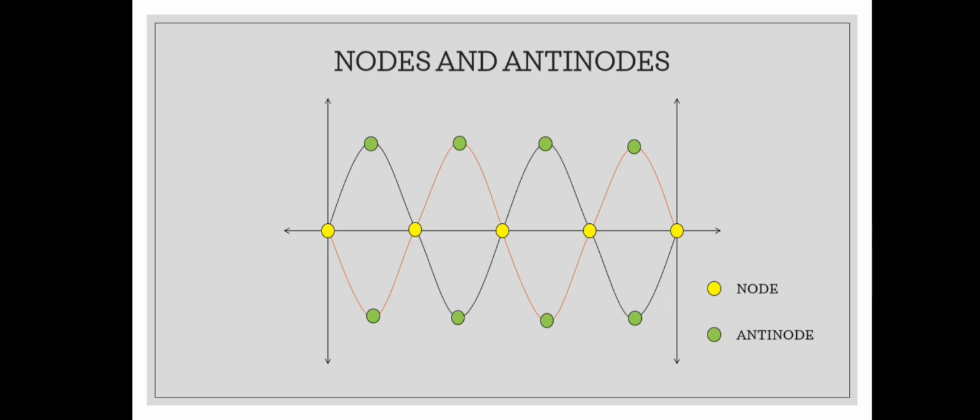So let's look at a pictorial representation of nodes and antinodes in a standing wave pattern. The regions marked yellow are the nodes, and the regions marked green are the antinodes. As you can observe, the regions marked yellow just appear to be standing there. There is no displacement at all. Whereas the regions marked green are going up and down. Up meaning positive displacement, down meaning negative displacement. So it's just a direction. At the end of the day, the magnitude is still the same.